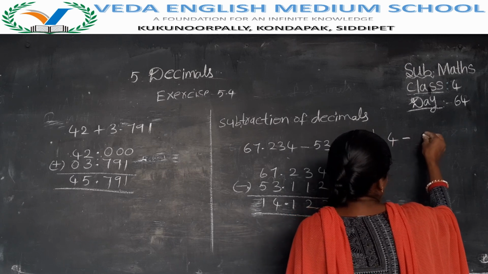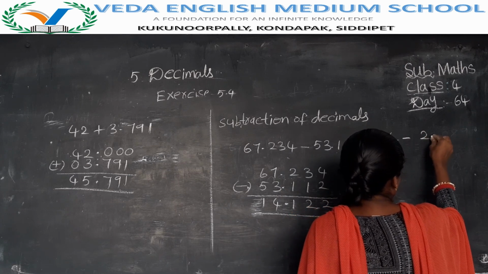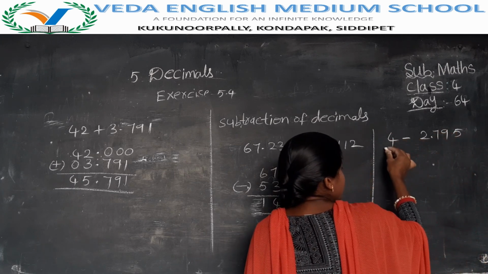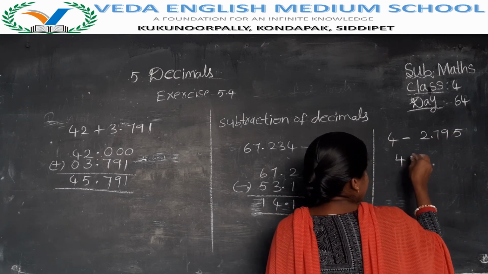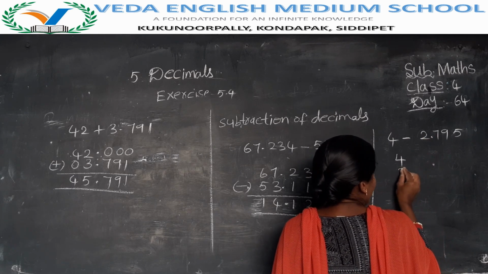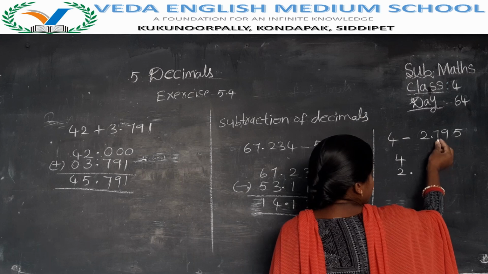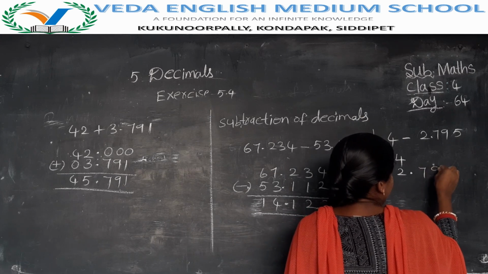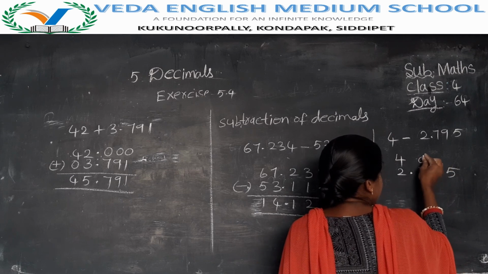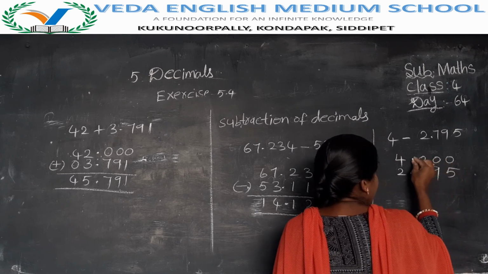If you have like this, 4 minus 2.795, then how to find the solution? 4 is a whole number. Write that 4 as it is. Then 2 is a whole number, this 2 is in the ones place. So write 2 in the ones place. The decimal digits are 7, 9, 5. Here if the digits are not sufficient, then you can arrange zeros. And here you have to write the decimal point.